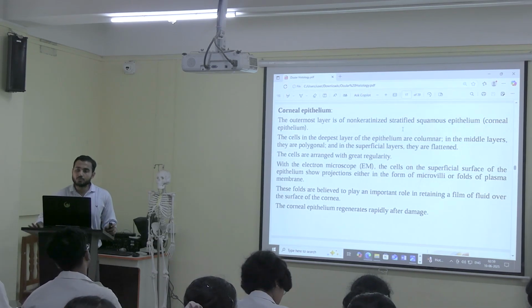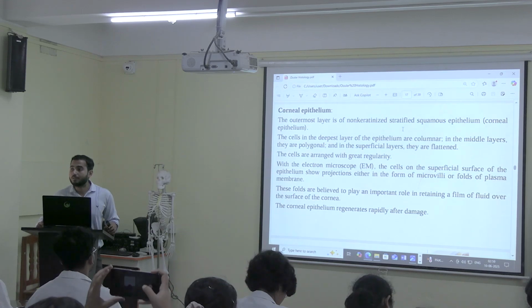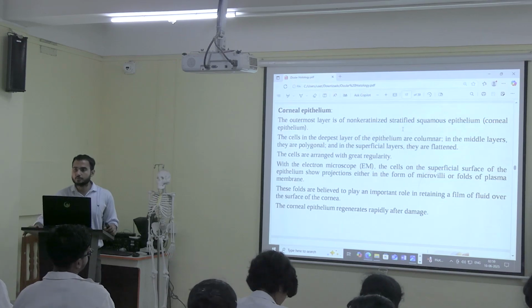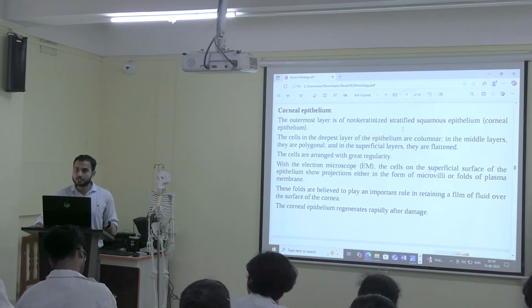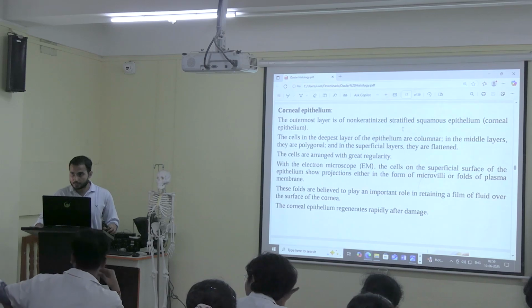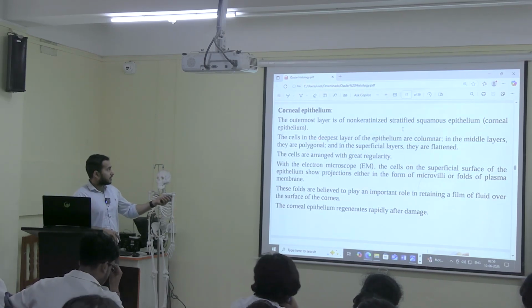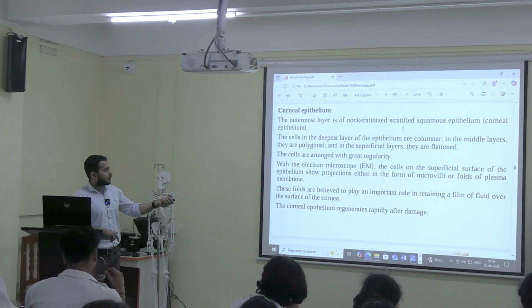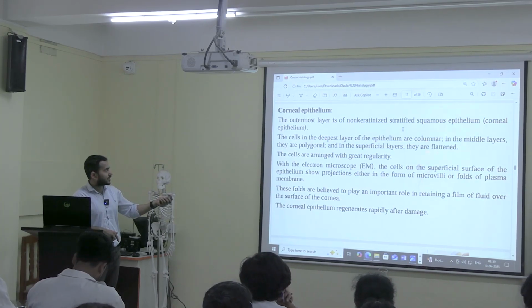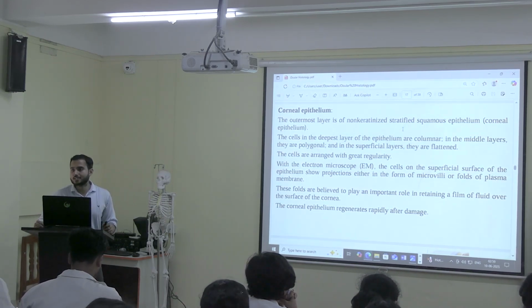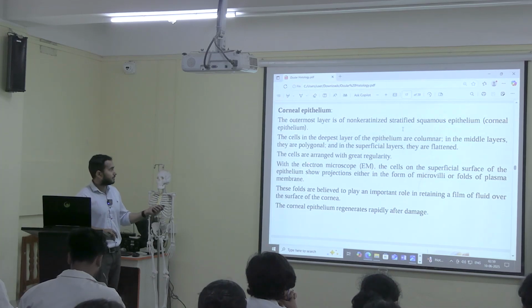Now here you have to understand one thing, how the cells are arranged. What is the meaning of stratified? Stratified meaning multiple layers. That means cells are arranged in multiple layers. So you have to know how the cells are arranged. For example, cells adjacent to the basement membrane, how they are arranged, and cells on the surface, how they are arranged. So you can see deepest layer epithelium, these are columnar, middle layers these are polygonal, and superficial layer these are flattened. Okay. So like this, in different layers the arrangement of the cells is different, in case of the corneal epithelium.